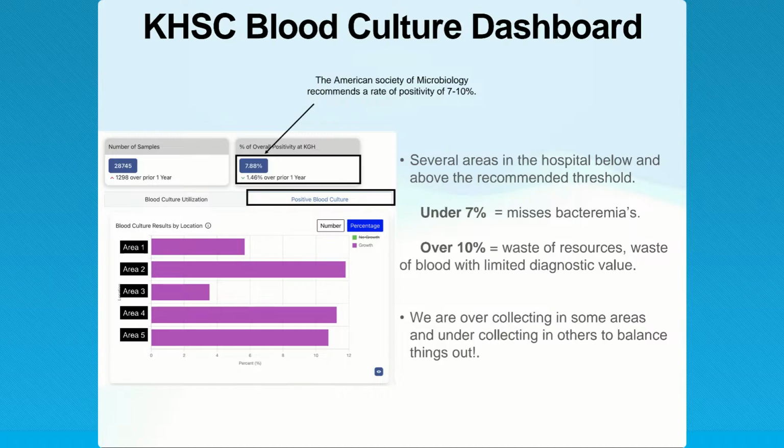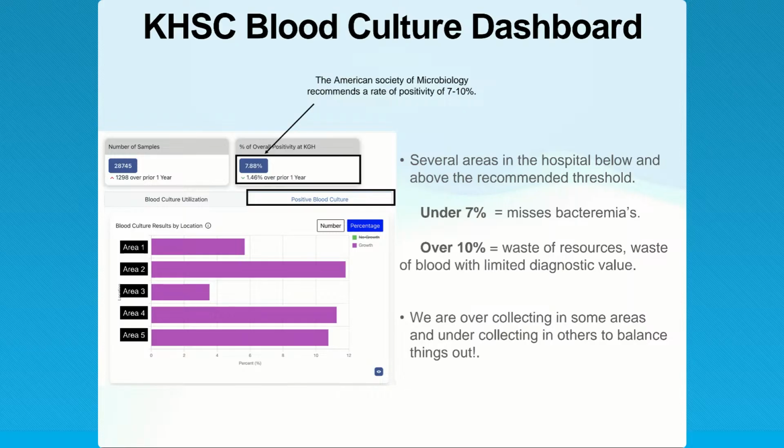And that leads to diagnostic accuracy, and in some patients can lead to too much blood being collected over time, leading to a requirement for things like transfusions. So our overall rate was great, 7.88. And we never before had the ability to dig deep, because again, there was so much data, and we looked at all the data as one.